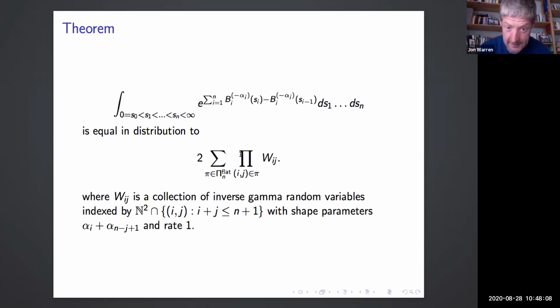All that happens is that instead of summing over paths, we take products over paths. And then instead of taking a maximum over paths, we take a sum over possible paths. So that's then what's known as the log gamma polymer. And the path pi has the same constraints as before. It starts at (1,1), and it ends somewhere on the line i plus j equals n plus 1.